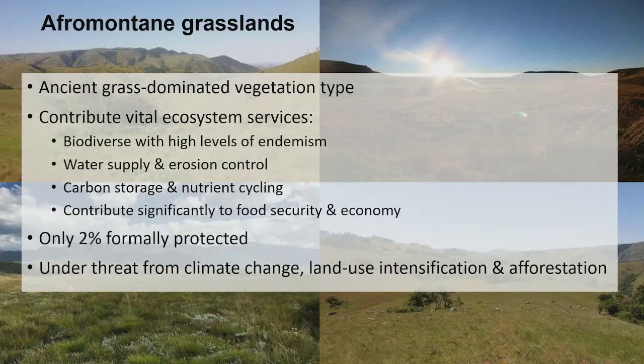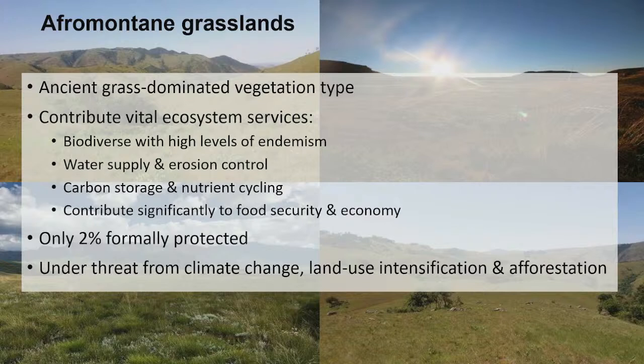So we've heard a lot about savanna systems, but these Afro-Montane grasslands are also ancient grassy biomes, but they are grass-dominated. They occur at higher elevations along the eastern escarpment of the African continent, extending right down to the Drakensberg here in South Africa. They are biodiverse, and they have high levels of endemism, and they contribute vital ecosystem services like water supply, erosion control, carbon storage, nutrient cycling, and importantly in the South African context, they contribute significantly to food security and the local economy.